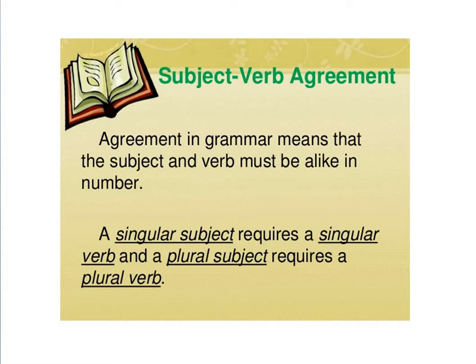Subject-verb agreement. Agreement in grammar means that the subject and verb must be alike in number. What does alike in number mean? If the subject is plural, the verb must be plural, and if the subject is singular, the verb must be singular. Here it is to be noted that we do not change the subject according to the verb. We change the verb according to the subject. The subject always comes before the verb.